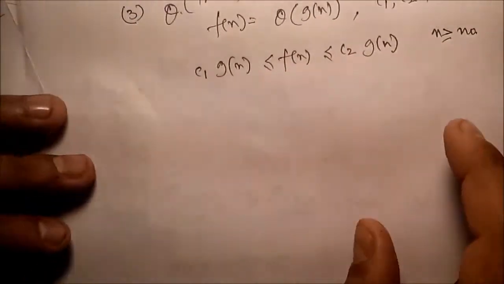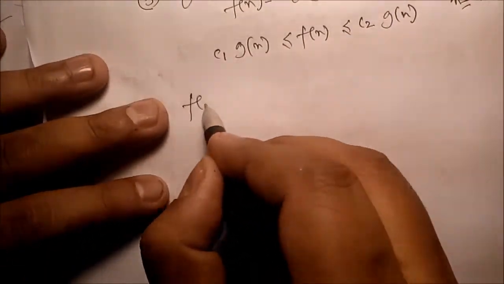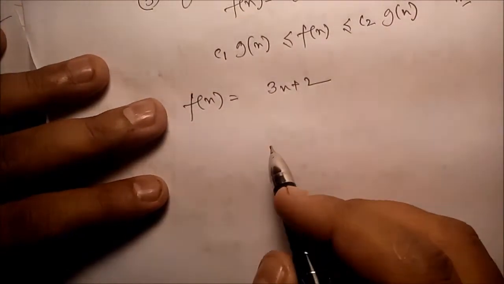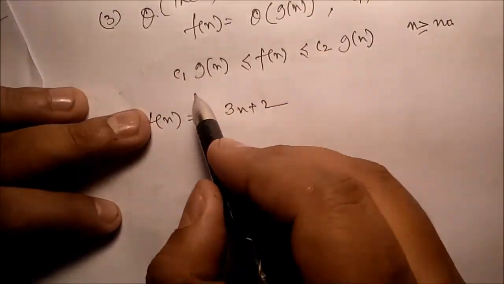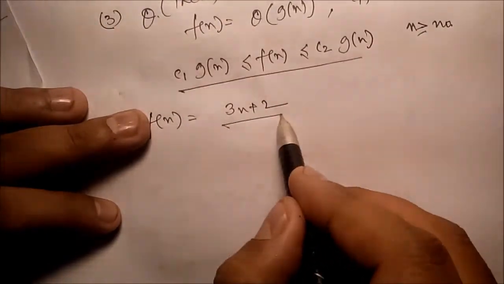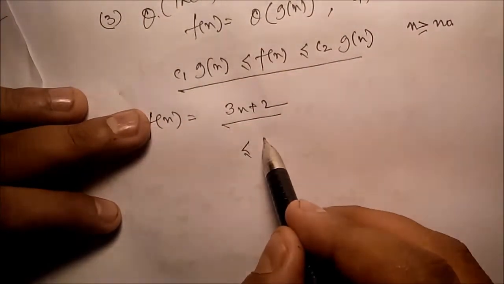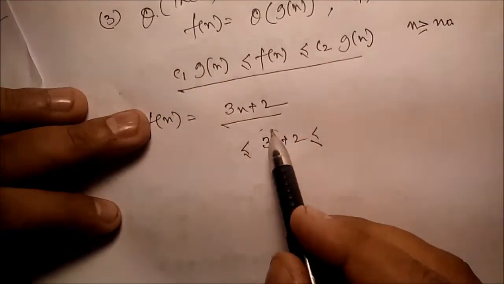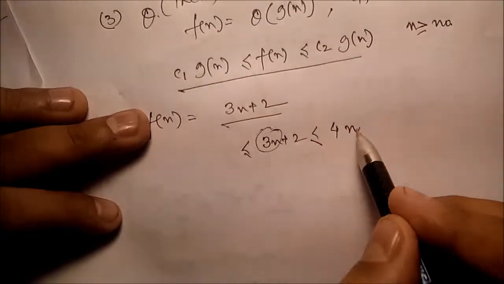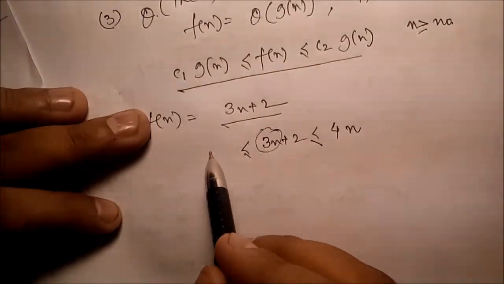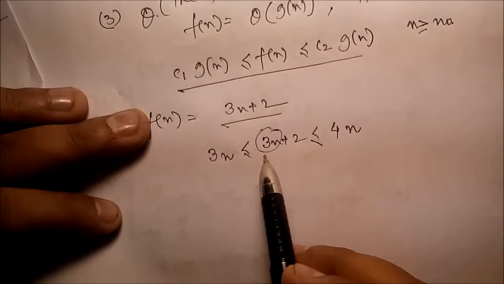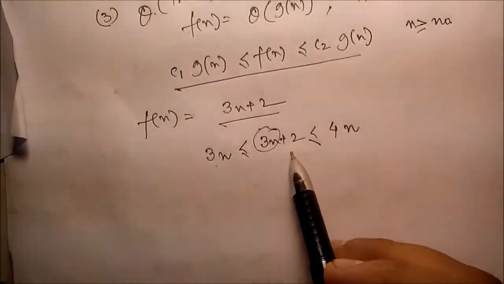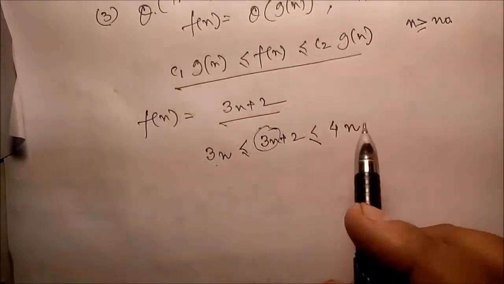Okay, so we can see one example. Suppose Fn is equal to 3n plus 2. If you compare with this, this is nothing but our Fn, so this is 3n plus 2. Now the crucial part is what? For 3n, you just take 4n, and here we can write 3n. Obviously 3n plus 2 is greater than 3n, and 4n is greater than 3n plus 2 if and only if n is greater than or equal to 2.